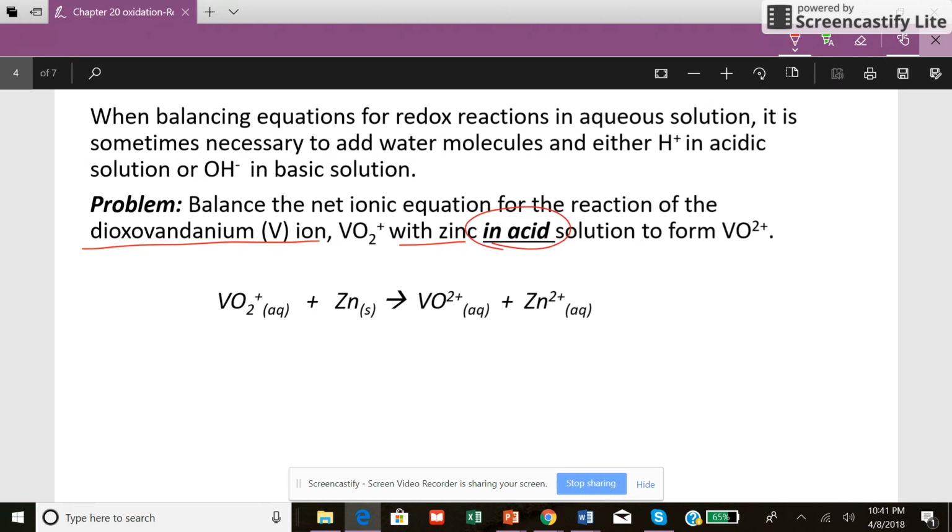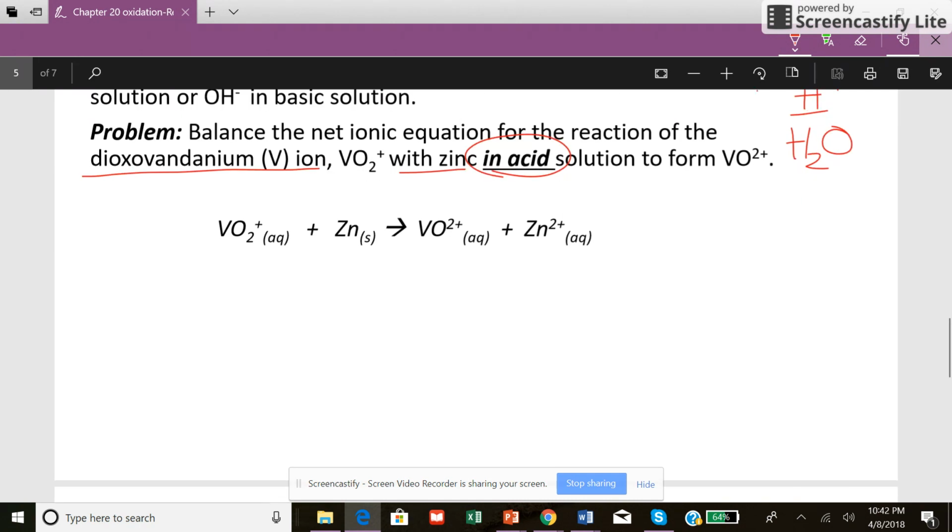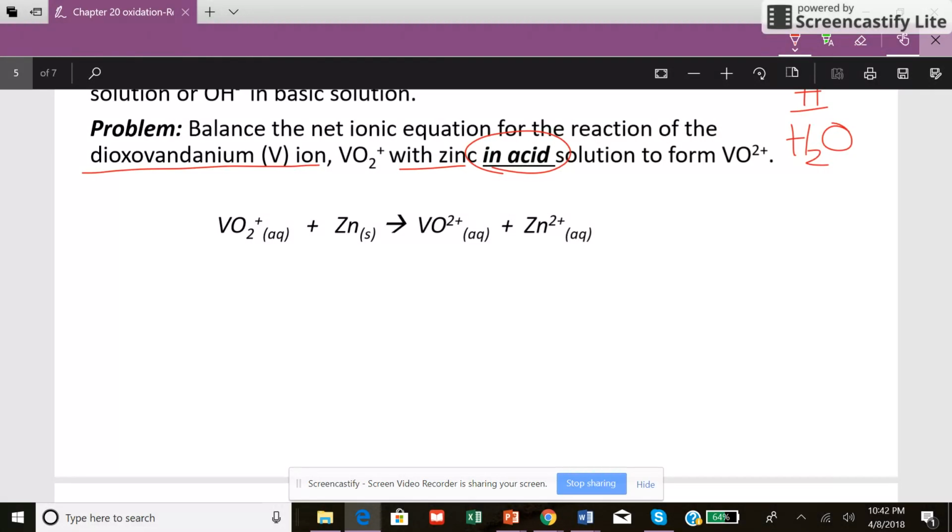Okay, so now if the reaction is in an acid solution, you can either add H plus or water. Usually water is a source of oxygen and hydrogen. H plus is a source of the hydrogen. So now let's take a look at this example. We will use the half reaction method again.